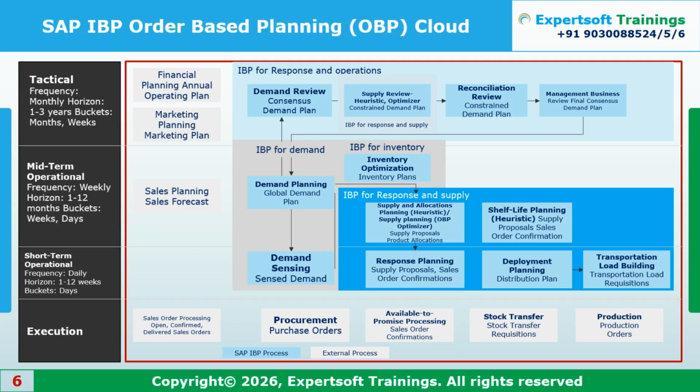So if you see this, whatever the sales and operations, or the demand, or the inventory, that will be there in the tactical. Your response and supply will sit in between the mid to short term. It will take the input from your demand planning or the inventory planning, or if you have demand sensing results, it will take that also as an input and carry out your supply planning here. So you can position your IBP response and supply under the mid to short term plan.